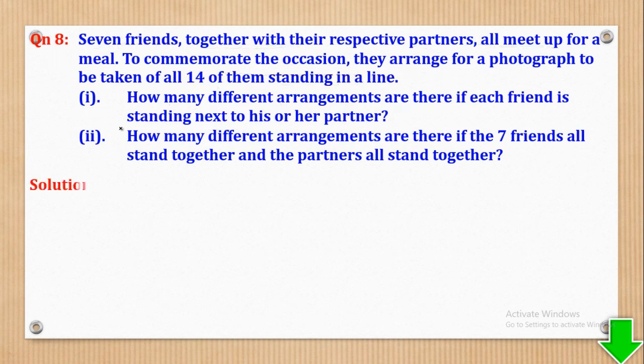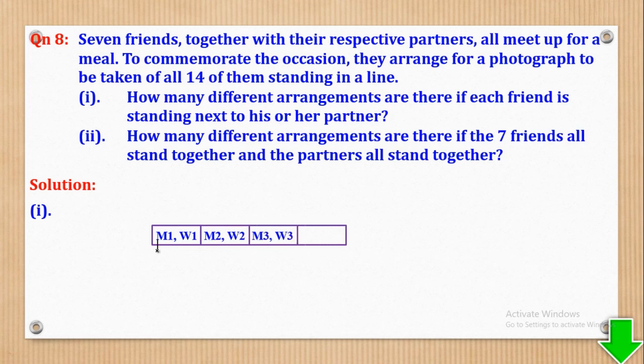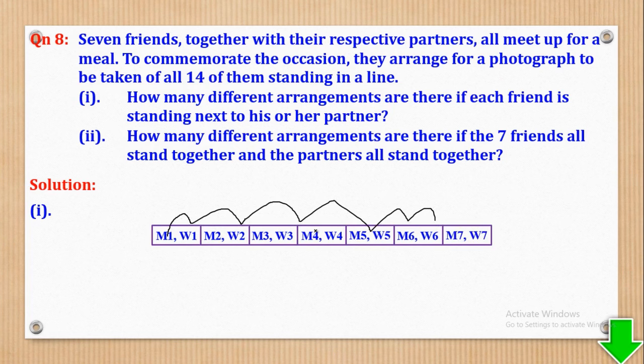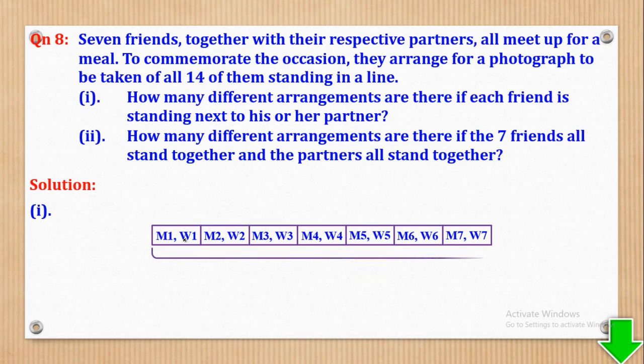So let's start with Roman 1. Roman 1, that means that we need an illustration. So each one is standing next to the partner. So M is for the man, W is for the wife. There are 7, though, so we have 7 men and 7 women. Therefore, these ones are taken as 1, taken as 1, taken as 1, taken as 1, taken as 1 first. Then you arrange them. When you arrange them, it will become 7 factorial.